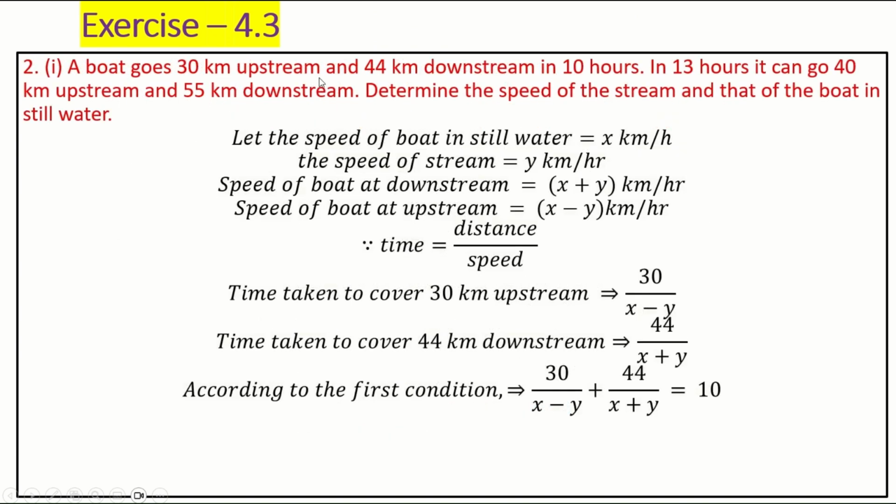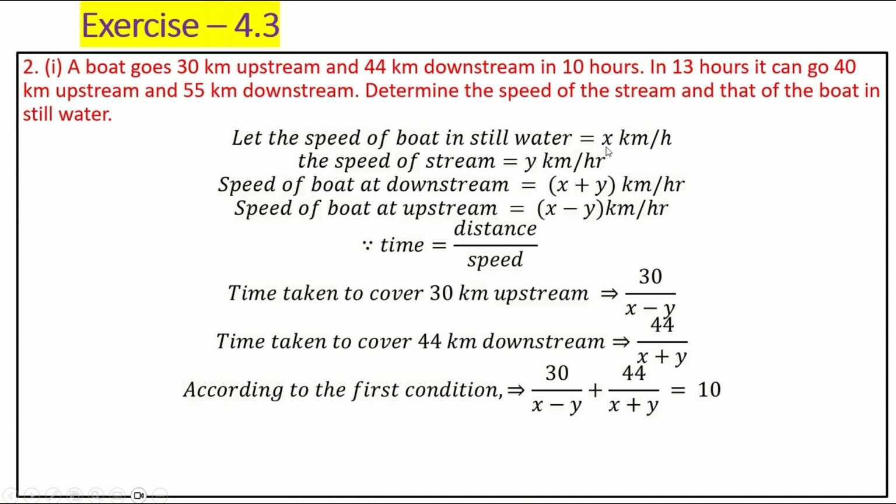A boat goes 30 kilometers upstream and 44 kilometers downstream in 10 hours. So this is one equation. In 13 hours, it can go 40 kilometers upstream and 55 kilometers downstream. This is your second equation. Determine the speed of the stream and that of the boat in still water. So your variables are clear.